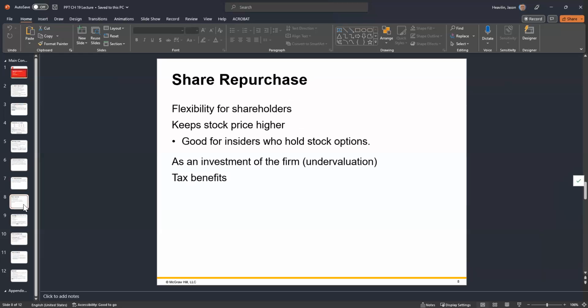So share repurchase, flexibility for shareholders. As I mentioned, the homemade dividend is the flexibility. Keep stock price higher. Already spoke about that. If you have stock options, like they say, it is also very good for them. As an investment of the firm, if there's undervaluation, that is, and as I mentioned, the tax benefits.